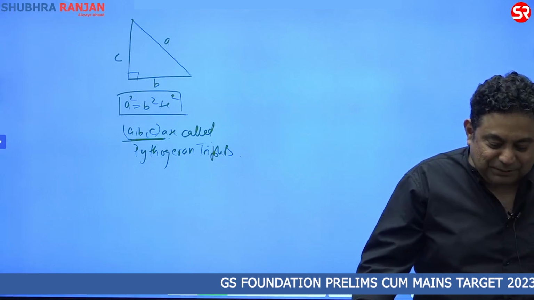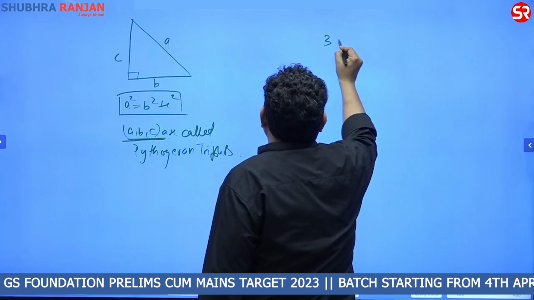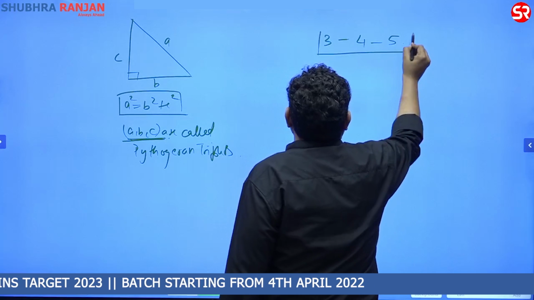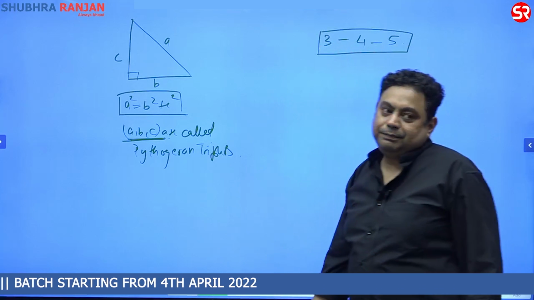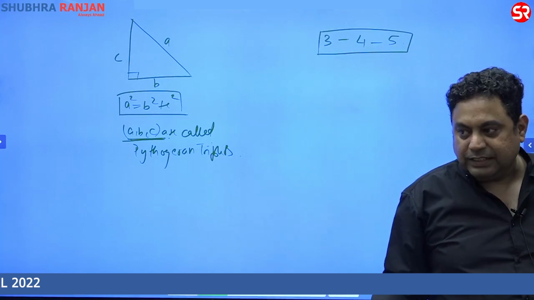So the Egyptians, they found something, right? Now see this. What did they find? They said this is your basic Pythagorean triplet: 3 square plus 4 square is 5 square. Am I right? Basic Pythagorean triplet. Everyone look carefully.